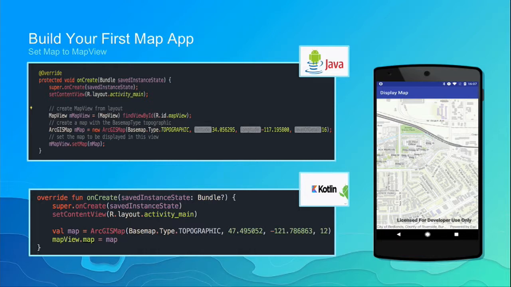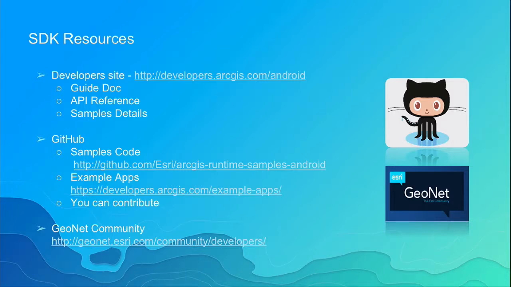It's similar in Kotlin as well, but much cleaner, and we do have support for Kotlin. Somebody can just port the same code that was written in Java to Kotlin. They can write in Kotlin as well. The model is the same. So you create a map and set the map to the map view. That should give you your first Android app with a map in it.